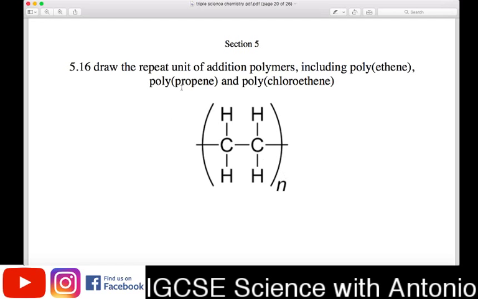Now, if you're doing polypropylene, just replace one of the H's with CH3, and then that's going to be one. And if you replace the H with a Cl, that's another one.